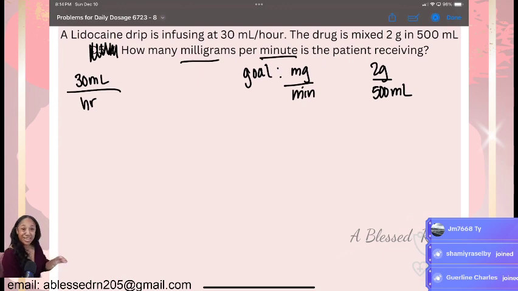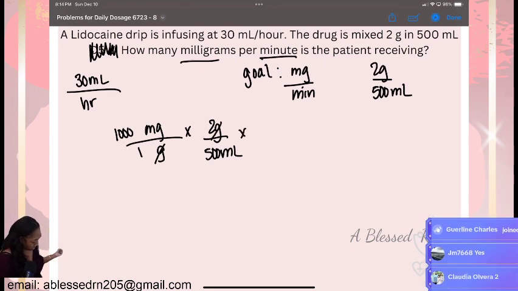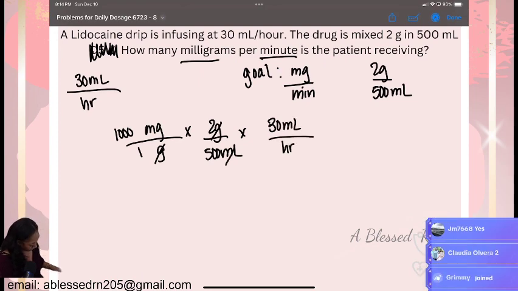So we don't see any mgs in here. We got grams over milliliters, right? And milliliters over hours. So if you don't have it, you can make it. Like I said, if I'm looking for it, that's what I'm starting with, okay? So mgs on the top, grams on the bottom. There are 1,000 milligrams in a gram. Then I can put my 2 grams over 500 mLs. Grams are gone. Now I got milliliters on the bottom, so I need my milliliters on the top. I'll use 30 mLs over an hour. So milliliters are now gone.